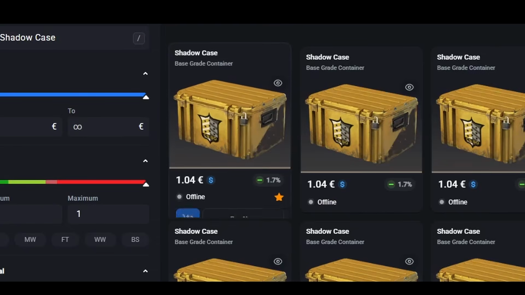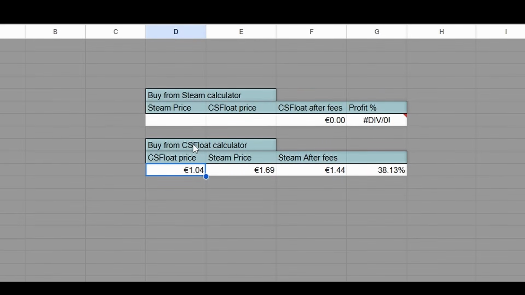I will say that you need to remember there's a 7-day trade hold on everything. So it's not as easy as it has been, but it's still possible if you find the right items and don't get too greedy and find something liquid. You can definitely do it. So yeah, this is a profit of 38%. And of course you don't have to buy €1 worth of it. You can buy €10, €100, €1,000 if you want. But remember to try to keep it somewhat liquid like cases.